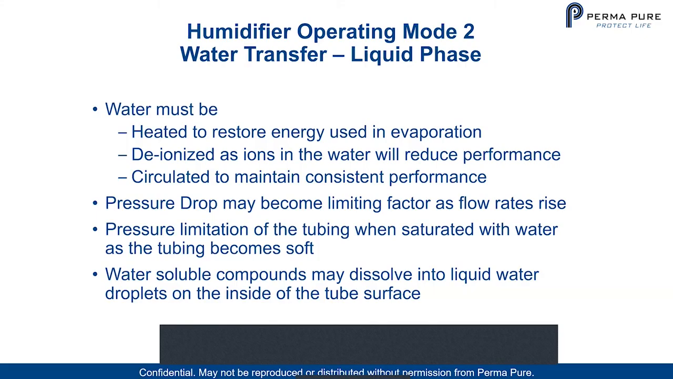You also need to use deionized water, as ions in the water will reduce the performance. What happens is that particularly metal ions are attracted to the same channels or the same surface area as water, and will block the water transfer channels through the material. And you have to circulate the water to maintain consistent performance. Pressure drop may be a limiting factor as flow rates rise through the tubing.